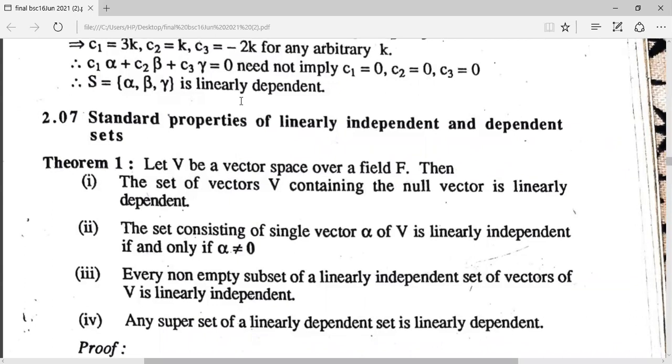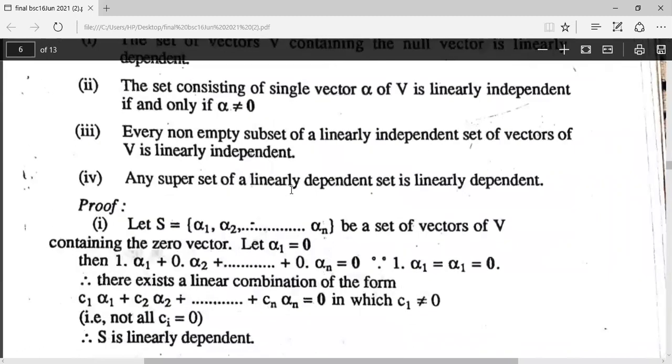The first one: the set of vectors of V containing the null vector is linearly dependent. The meaning of this is, if you have a set of vectors of a finite vector space V, and if one of the vectors in the subset S is a null vector or a 0 vector, then that set S is clearly linearly dependent. The proof is as follows.